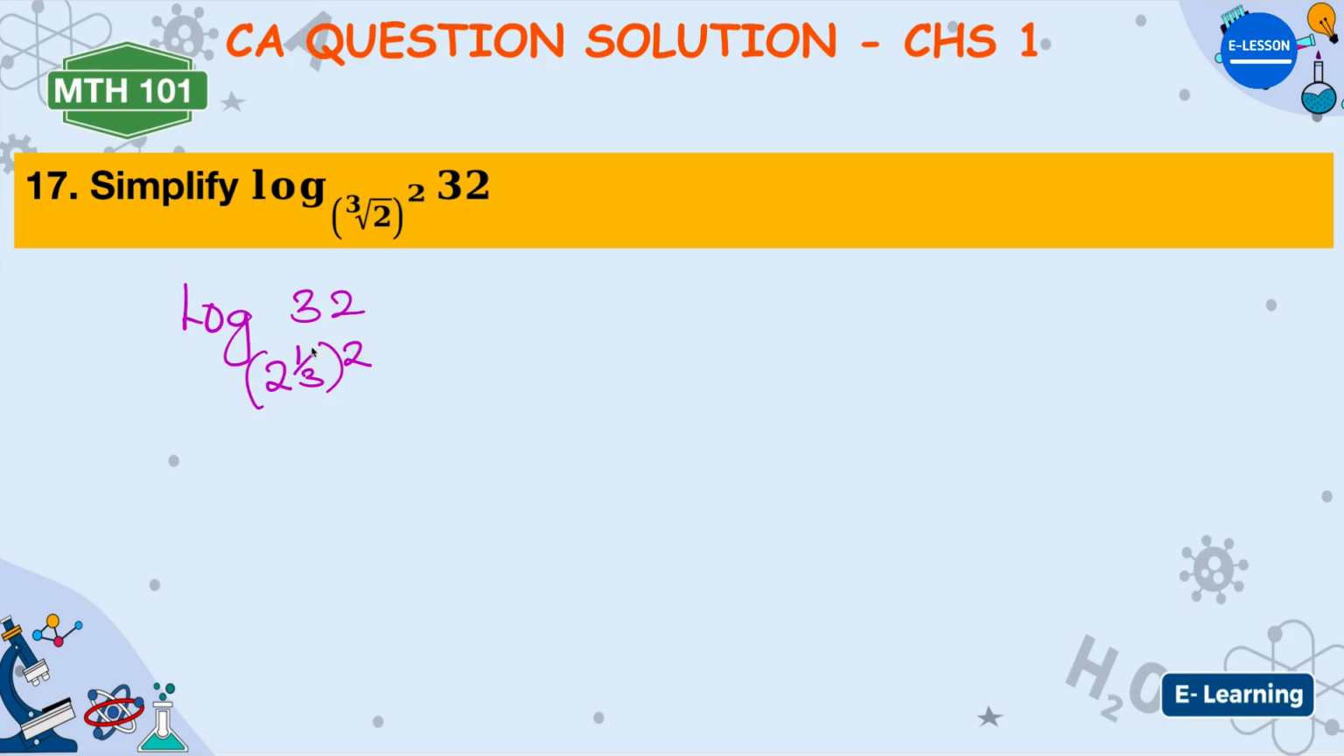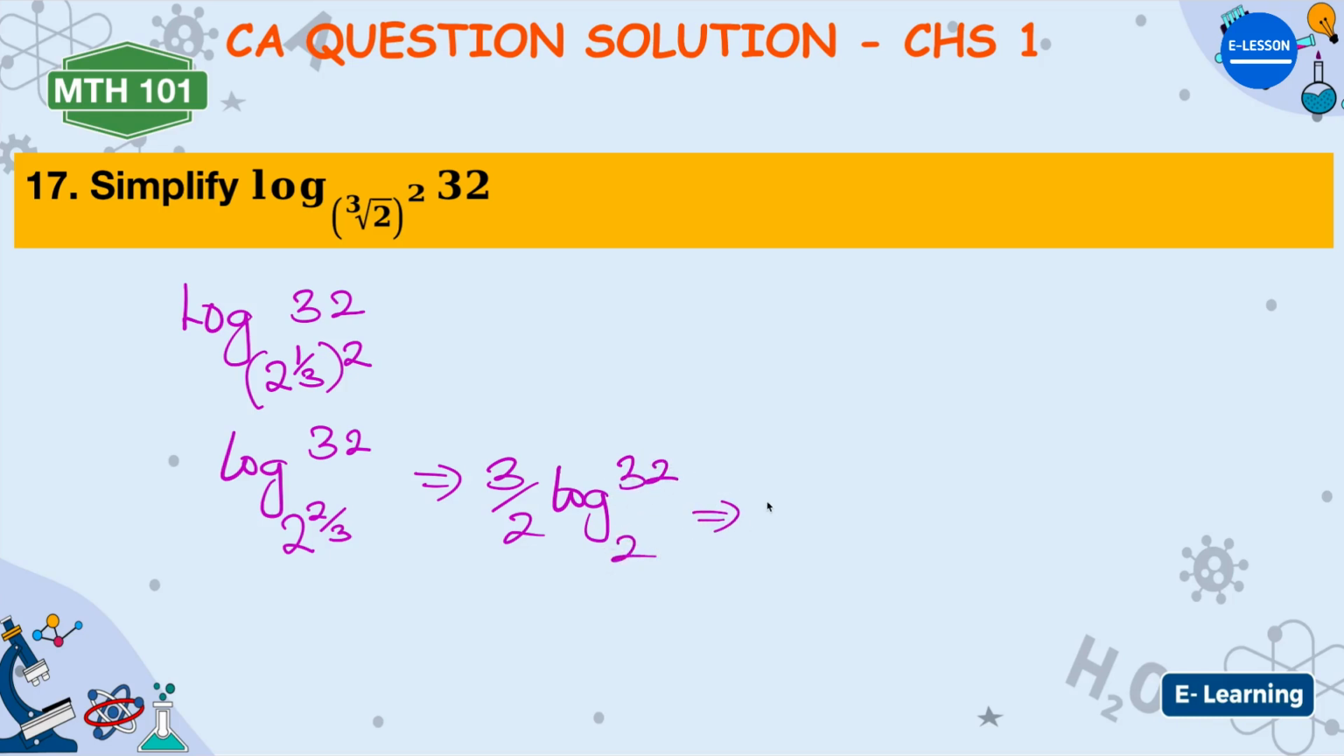So 2 times 1 will give us 2. So we have log 2 raised to the power of 2 over 3. 2 over 3 crosses to the back. So that when the 2 over 3 crosses to the back, it becomes 3 over 2. So here it becomes 3 over 2 log 32 to base 2.